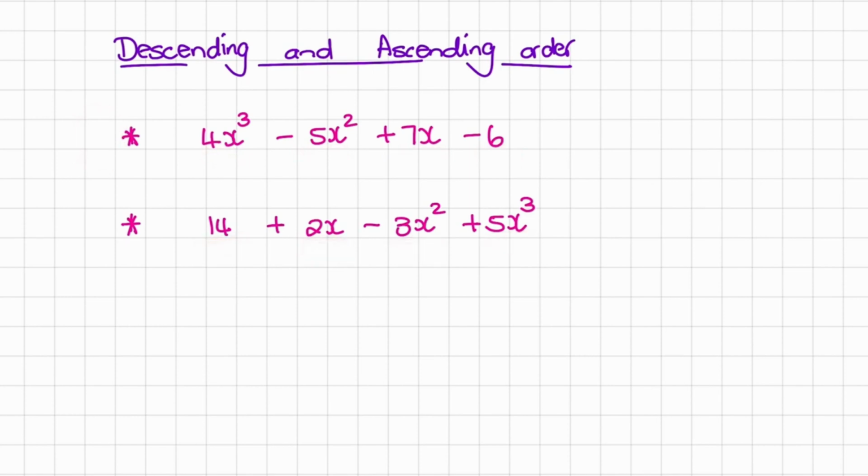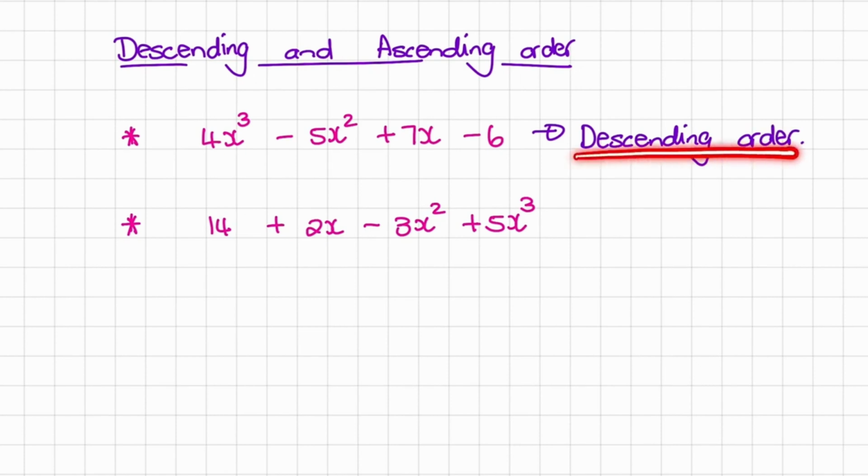Now, there's a slight difference between the two examples. So let's look at the first one. We have 4x cubed, then negative 5x squared, plus 7x minus 6. If you look at the exponents, you would see it counts down from 3, 2, 1, and then no exponent at all. So because we are counting down the exponents, if we move from left to right, we say this expression is written in descending order.